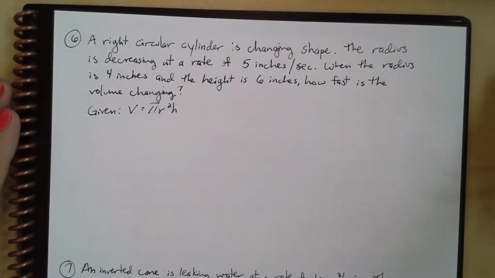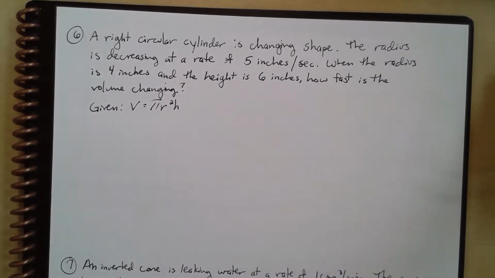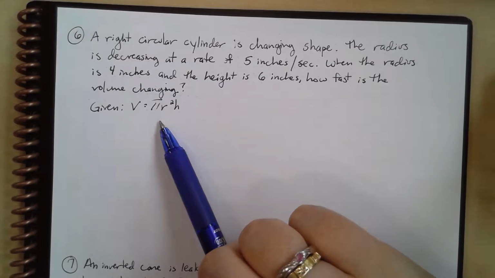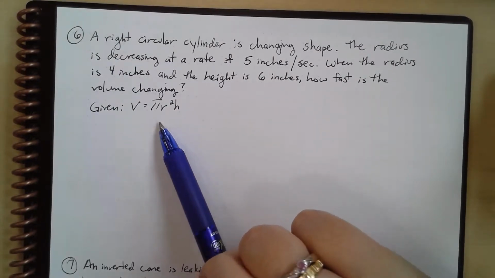A right circular cylinder is changing shape. The radius is decreasing at a rate of 5 inches per second. When the radius is 4 inches and the height is 6 inches, how fast is the volume changing? And actually, with this problem, we were given that the volume of a cylinder is equal to pi r squared h. That's very nice and convenient.